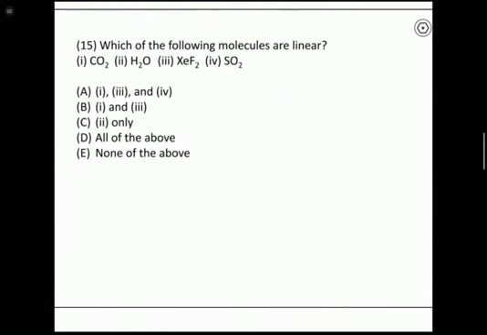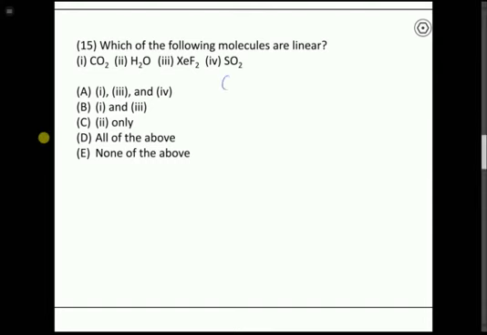Alright, so number 15 is asking which of the following molecules are linear. So to do this we need to draw the Lewis structure and then use VSEPR to figure out whether it's linear or not. If you only have 3 atoms in your compound, and all of these do, CO2, H2O, XeF2, SO2, all of these only have 3 atoms, your only choices are going to be linear or bent. So you don't have any other options here, but we need to figure out which one is the case for these.